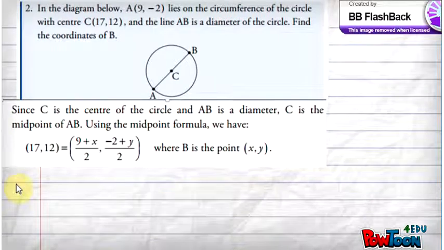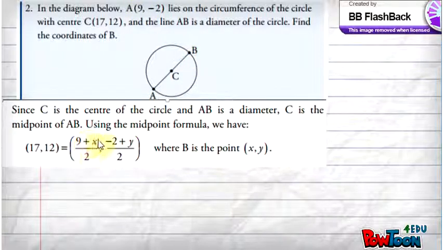So this one here, we see that C is the centre of the circle and AB is the diameter. This time we're given the centre coordinate 17, 12. So the midpoint formula: the point we're looking for, B, we give coordinates x and y, and we can say that the midpoint 17, 12 is 9 plus x, because 9 is the x coordinate of A, and x is the x coordinate of B.